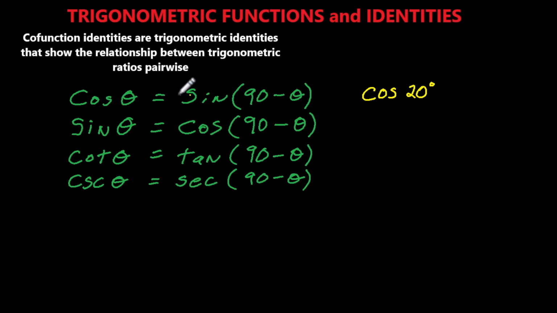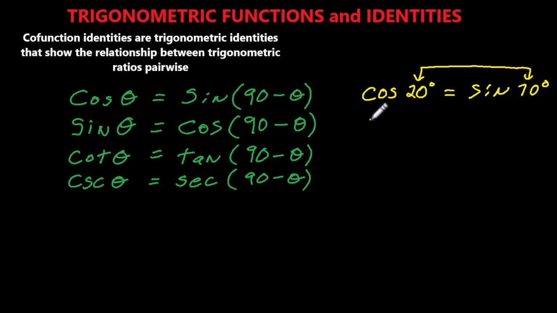Let's take a look at how this is used. So if I have cosine 20 degrees, I would be able to use this relationship. So sine would be 90 minus theta from cosine, which is 20. So 90 minus 20 is 70. So sine would be 70 degrees. And that's pretty helpful because if I know one, then I would know the other. One way to know if you've got it right is that these two will always add up to 90 degrees.